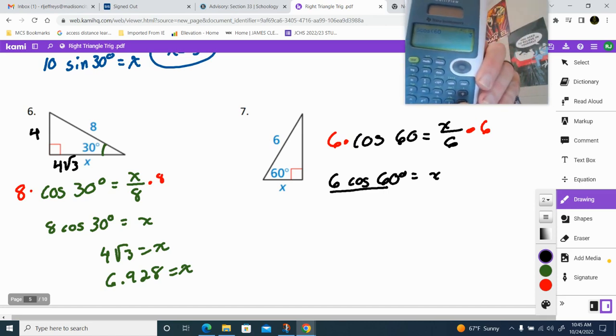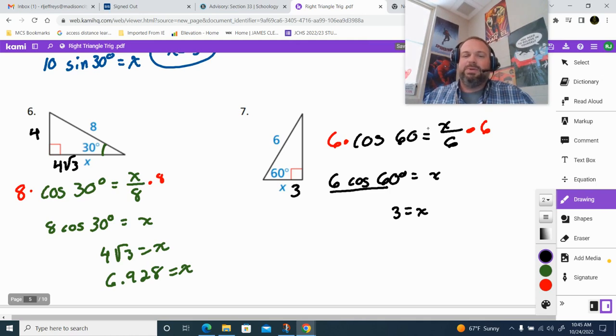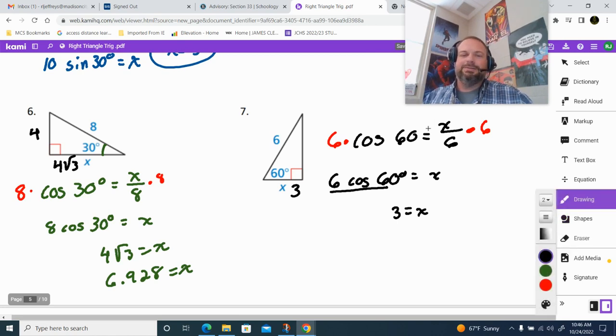Okay, so that would be 3. Now, if you didn't use the calculator, remember that this would have been 3. This would have been 3. This would have been 3 root 3.